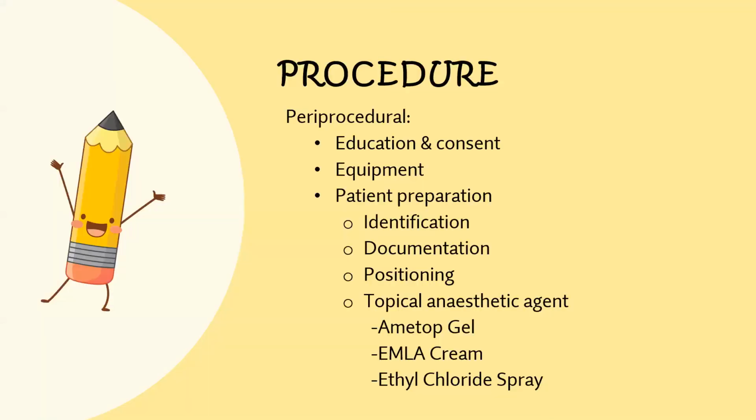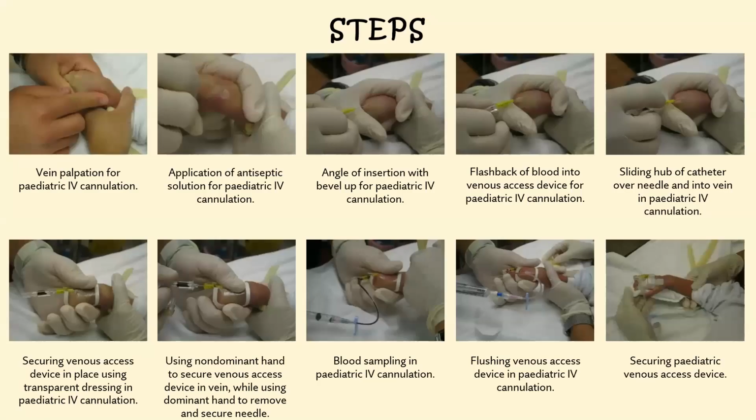And then next, the procedure is more or less the same as the venipuncture. So we have to educate the patient, obtain the consent, gather the equipment, and then prepare the patient. Again, we need to identify the patient, fill the form, then position the patient, and then we can also use a topical anesthetic agent to reduce the pain.